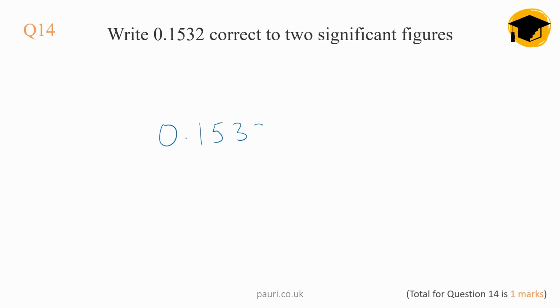0.1532, correct to two significant figures. So you need to be careful with this question because we've got a 0, and a 0 at the start is not significant. So if you've got 0 in front of any numbers, that's not significant. So I've got my first significant figure, my second significant figure. Is the next number 5 or above? No, it's not. So my final answer is 0.15.